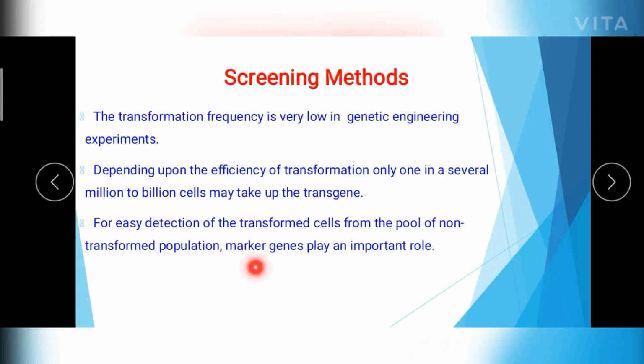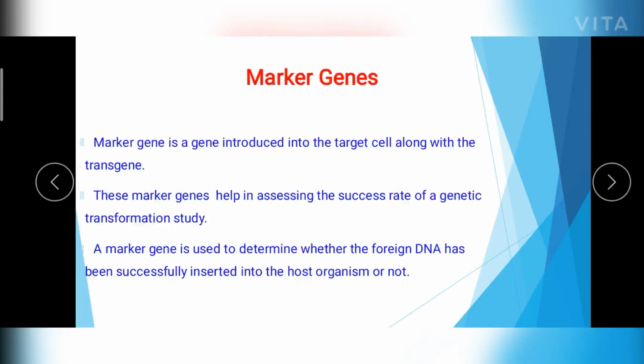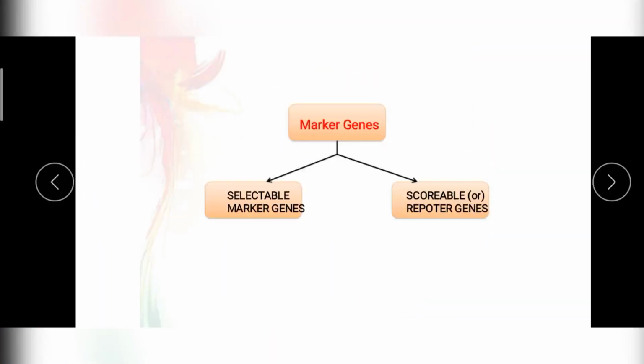So during this, the marker genes play a very important role for easy detection of our transformed cells. The marker genes are introduced along with the transgene during transformation. They help in assessing the success rate of genetic transformation study, and they are used to determine whether our foreign gene has been successfully inserted in our host organism or not. So you can easily detect. They are of two types: selectable markers and scoreable markers.